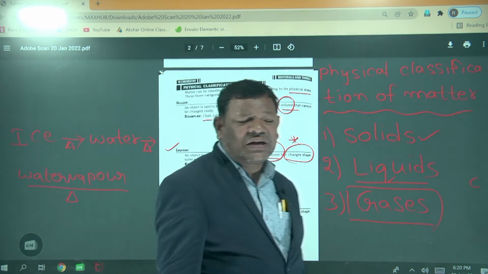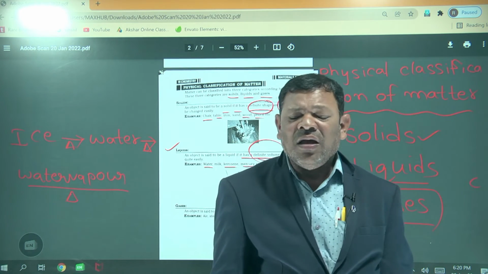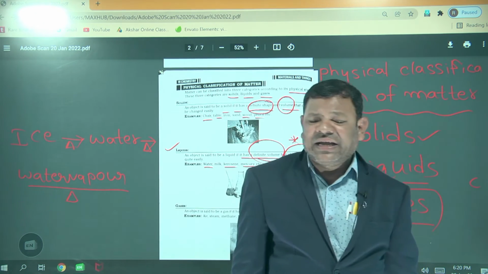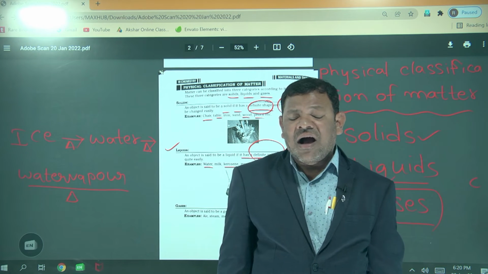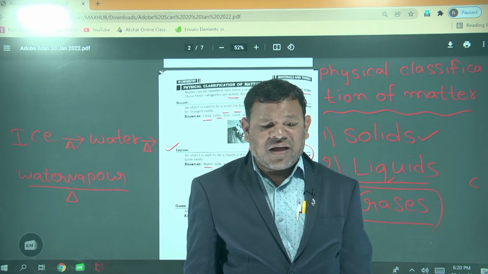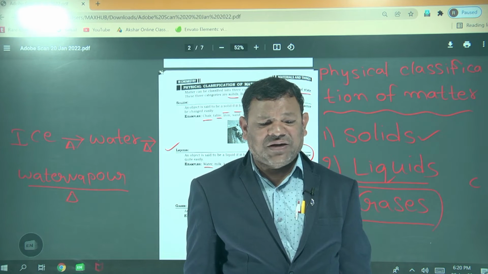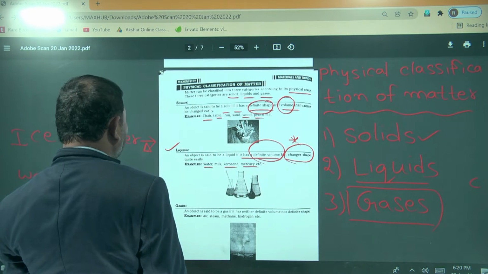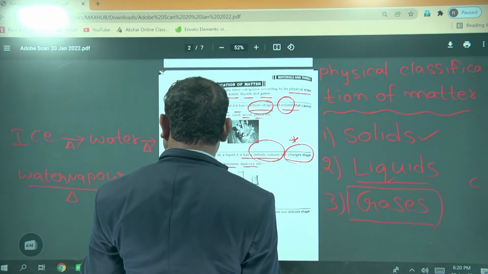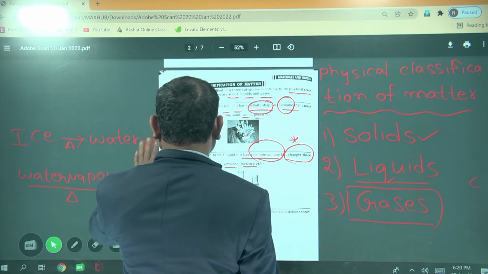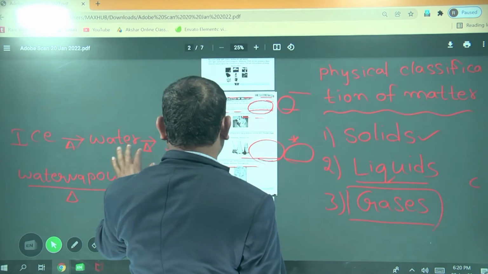Actually, in the thermometer we use mercury. What is the characteristic feature of mercury? When we apply heat, it expands. So this is about the liquid. Now coming to the gaseous state. What is that?